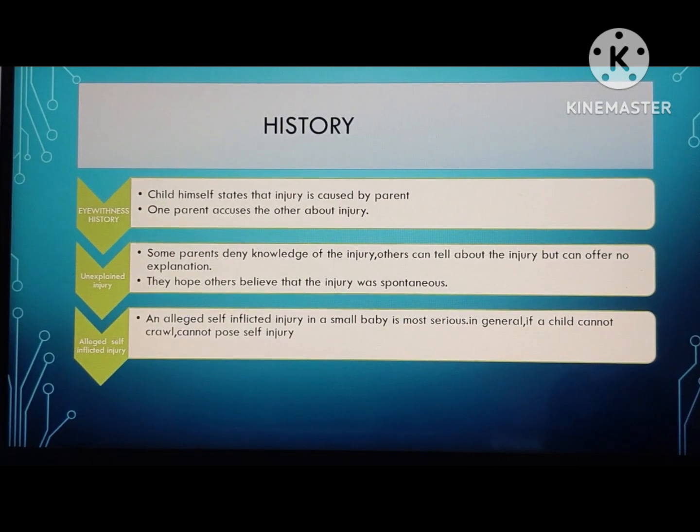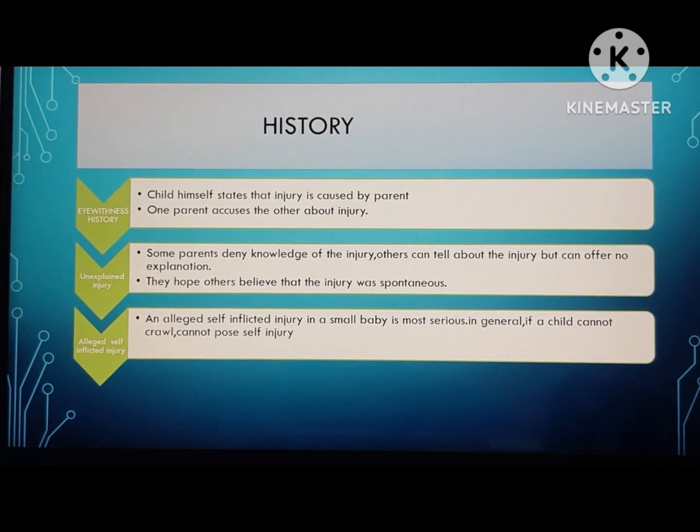Next, the history. How does this come? We have to know the history, which is categorized into three. Eyewitness history: the child himself states that the injury was caused by the parents, or one parent accuses the other about the injury. Unexplained injury: some parents deny knowledge of the injury, others can tell about the injury but offer no explanation. They hope others believe that the injury was spontaneous. Next, self-inflicted injury. A self-inflicted injury in a small baby is most serious; in general, if a child cannot crawl, he cannot pose self-injury.